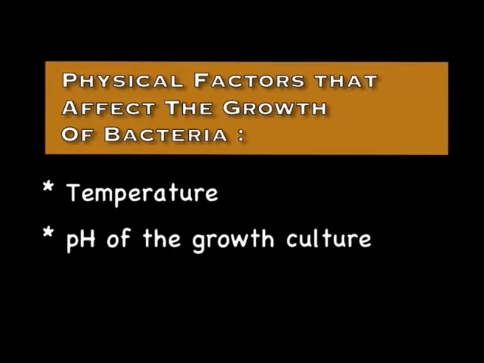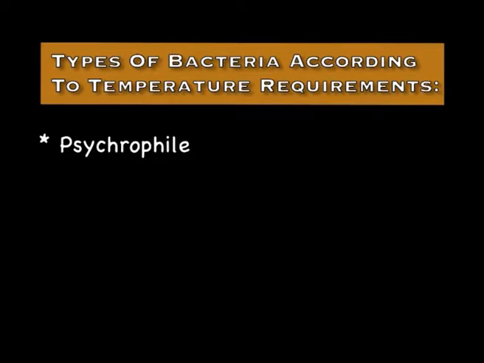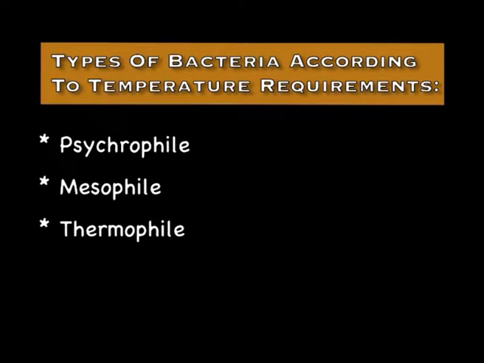What are the physical conditions which affect the growth of bacteria? It is the temperature, the pH of the medium or growth culture, and the oxygen concentration. Let us come to temperature. We know that according to temperature, we can divide the bacteria into mainly three classes: psychrophiles, mesophiles, and thermophiles.